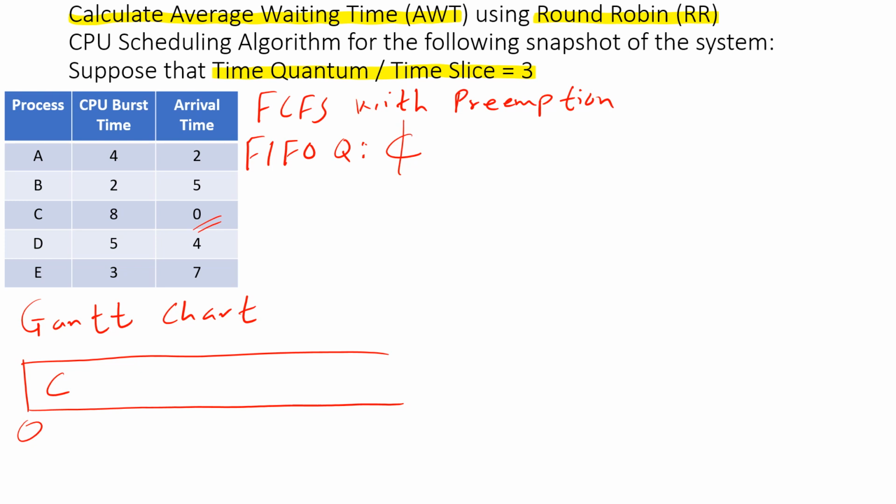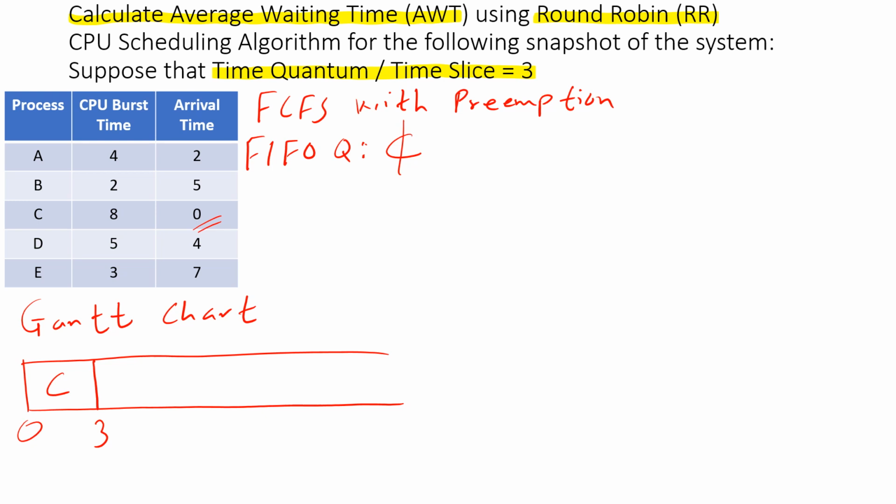Now the role of time quantum or time slice is that time slice is defined to be 3. It means that no process will be given CPU more than 3 time units in one go. In one go at a time, a process can get CPU for at most 3 time units. So C will use CPU up to 3 time units.